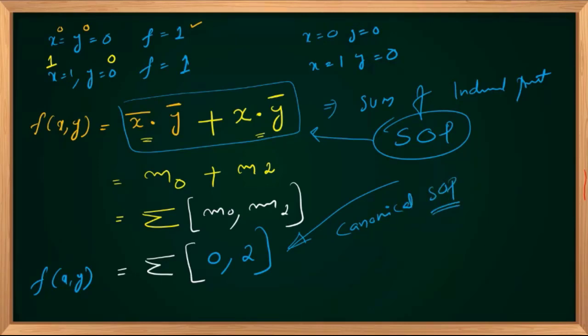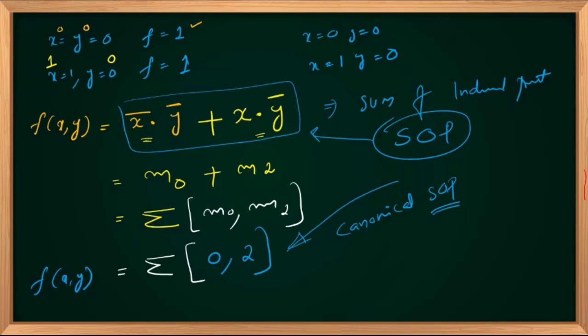So a function is represented in SOP form using minterms. If you are specifying the f equal to 1 condition using minterms, then that implies for those combinations corresponding to those minterms, the function f equal to 1. All other combinations, the function will be equal to 0.